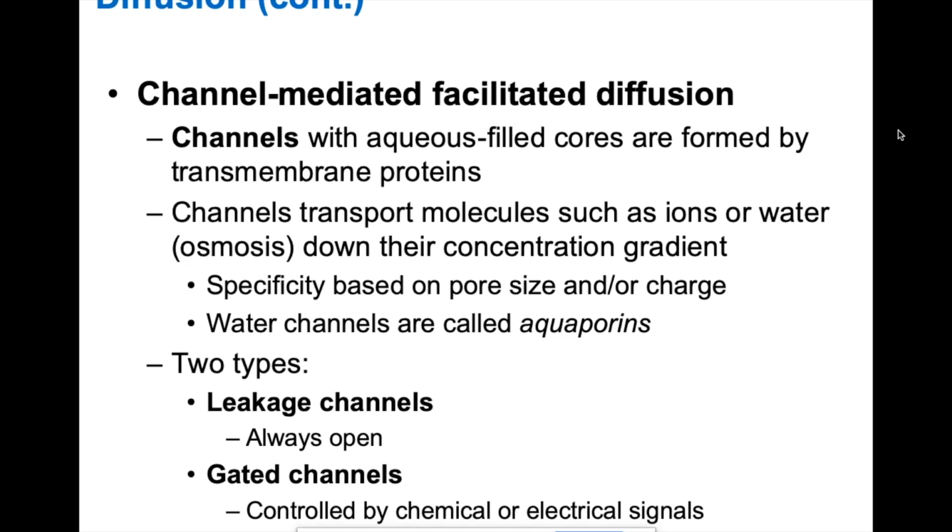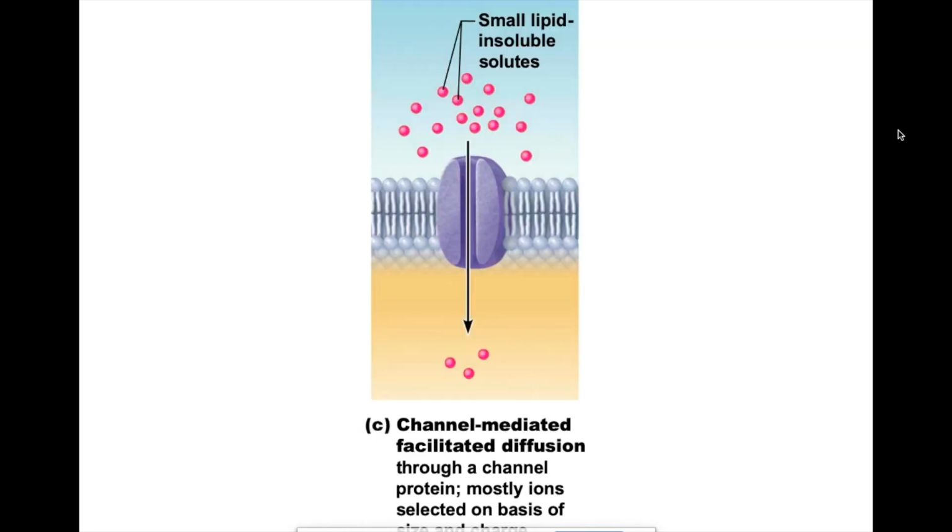We have two different types of channel-mediated facilitated diffusion. We have leakage channels and we have gated channels. Leakage channels, think about things that are leaking, right? It's not very regulated. They're always open. Whereas our gated channels, think about a gated community, right? They're controlled in some way. So these are controlled by chemical or electrical signals and/or gradients.